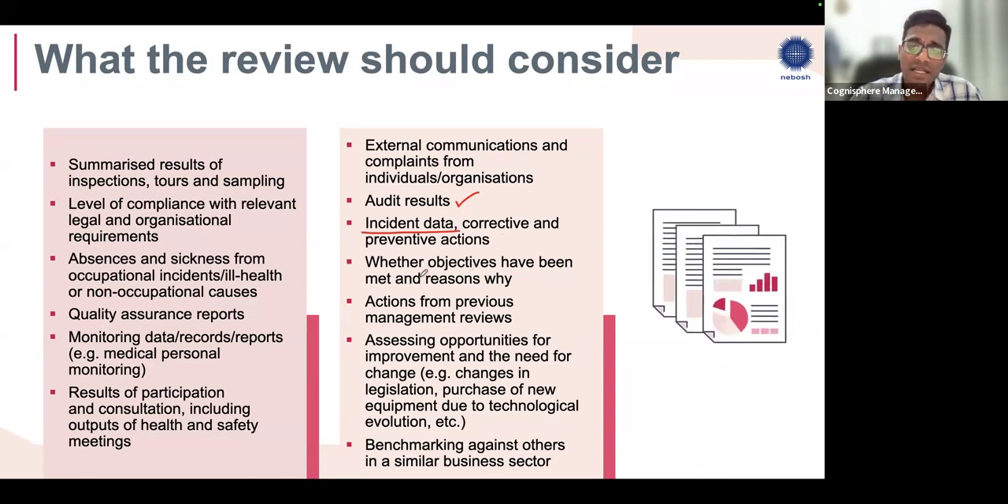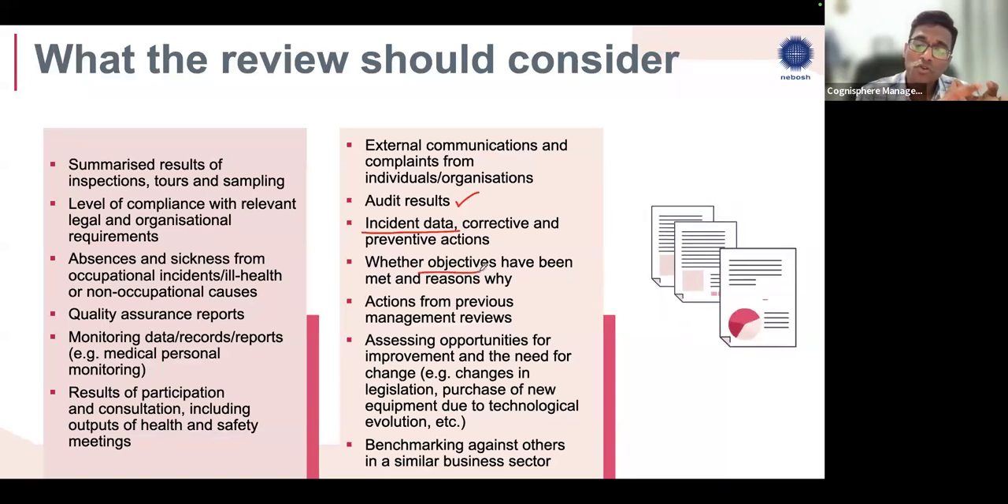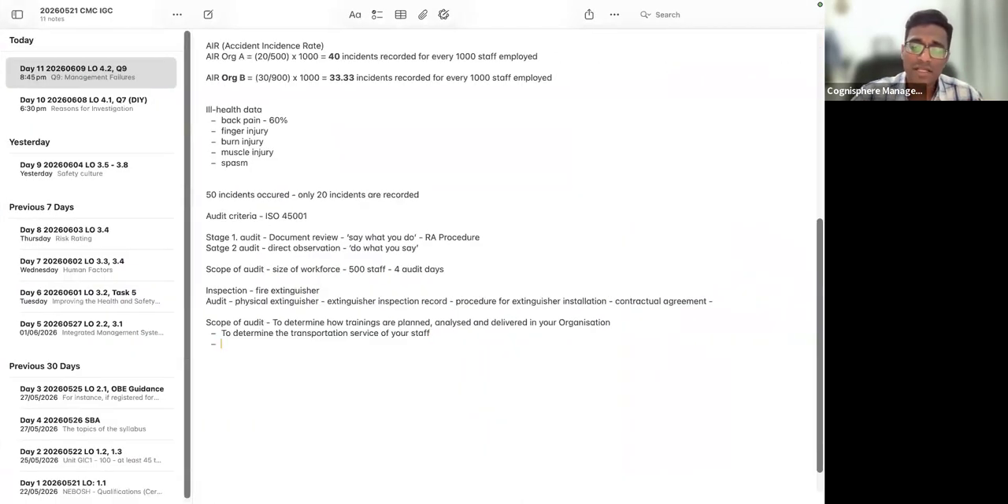And then whether the objectives have been met and reasons why. At the start of the year, you may have set an objective, for example, reduce accident rate by 10%. So you would review whether this objective has been met. If you have met this objective, then for the next year you would set a new objective. Next year you may set an objective of 15% because you were able to reduce 10%. So you set an objective which focuses on continual improvement.